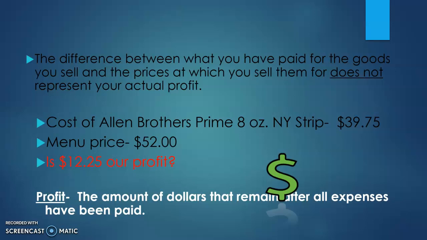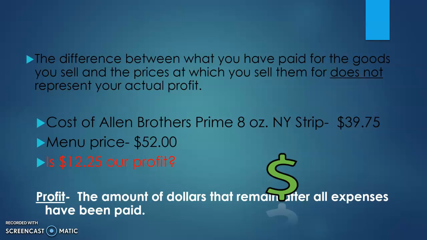If you look at this example, the cost of an Allen Brothers Prime New York strip, to actually purchase it and bring it into the building costs me as a restaurant close to $40 a piece, just for one steak, right? There are probably many of you thinking, wow, I wouldn't even pay $39.75 or $40 for a steak. That's very expensive. Well, if you want to sell prime beef, which is the best type of beef, that's actually what it costs me to buy it from my vendor.